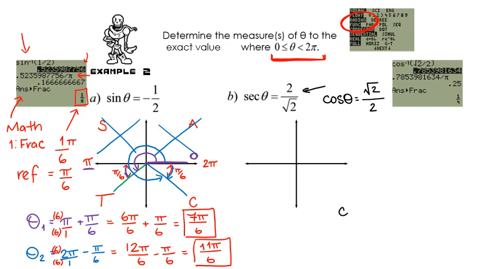First, let's use our CAST rule to figure out which quadrants we are working in. So cosine needs to be positive. So cosine is positive in quadrants 1 and quadrant 4. So I'm just going to ignore quadrant 2 and quadrant 3.